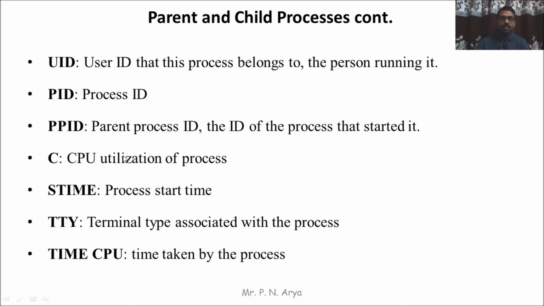Here is the full display of each process. UID means user ID, the person running the process. When a particular person runs the command, the user ID is displayed. PID is the process ID. PPID is the parent process ID, the ID of the process that started it. C represents the CPU utilization of the process. STIME represents the process start time. TTY represents the terminal type associated with the process. TIME is the CPU time taken by the process.